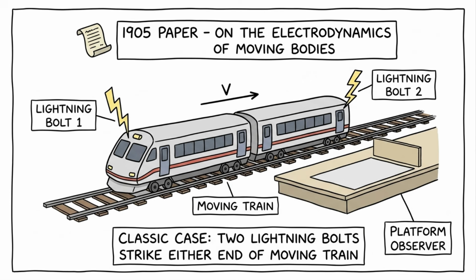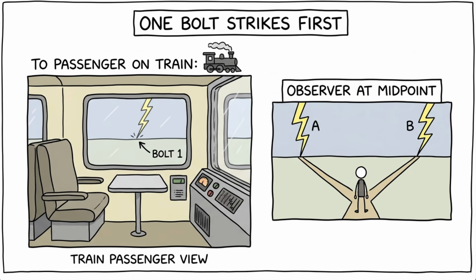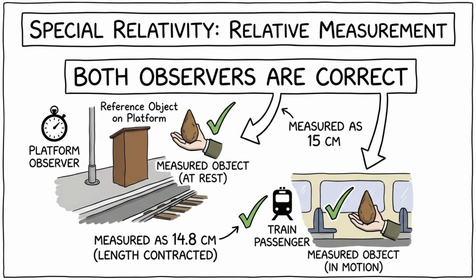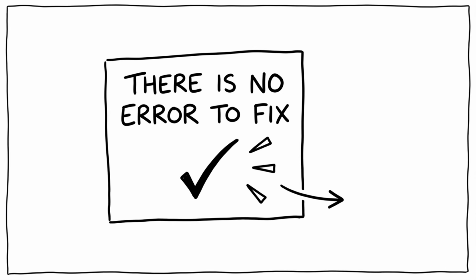In his 1905 paper on the electrodynamics of moving bodies, Einstein used the classic case: two lightning bolts strike either end of a moving train, simultaneous to someone standing on the platform. To a passenger on the train, one bolt strikes first. Both observers are correct. There is no error to fix.